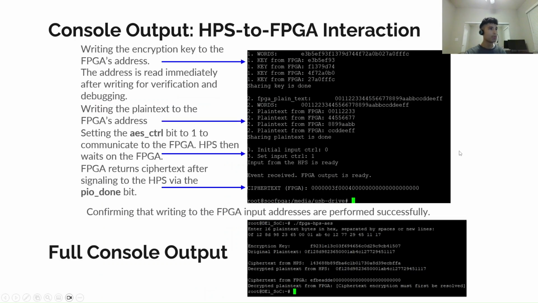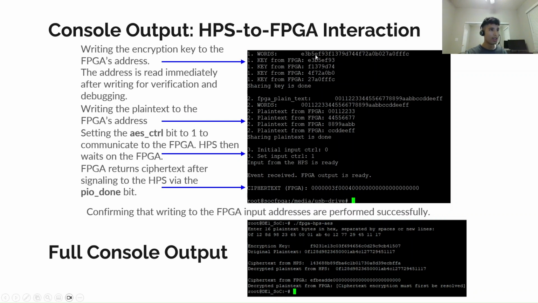And you can see most of the process implemented here in the console output. What you see in the top section here, those are some debugging print statements that we had. So we wanted to make sure that we were in fact reading and writing to and from between the HPS and the FPGA. So in this step, for instance, this is a step where we're sharing the key or writing the key to the input PIO for the FPGA.